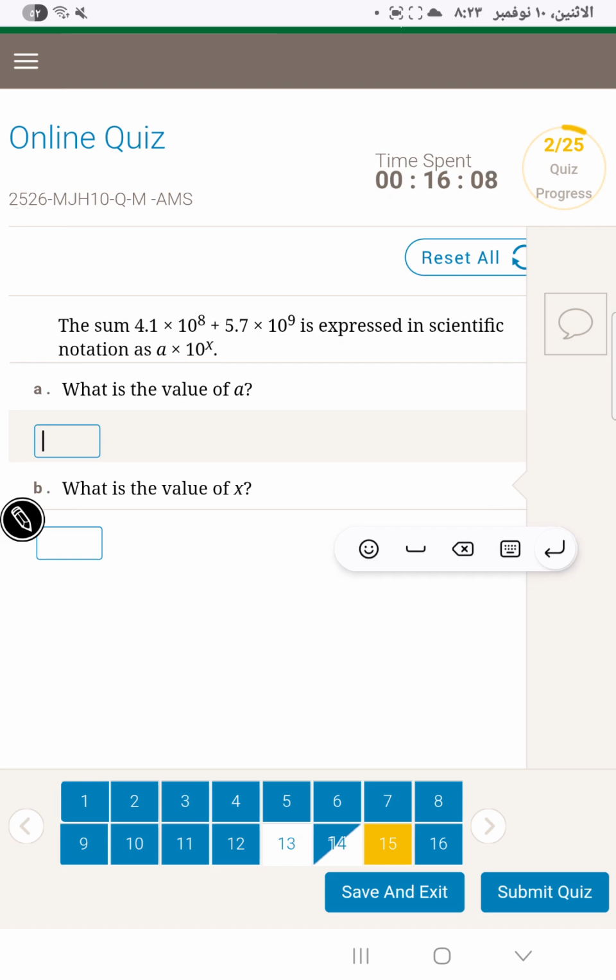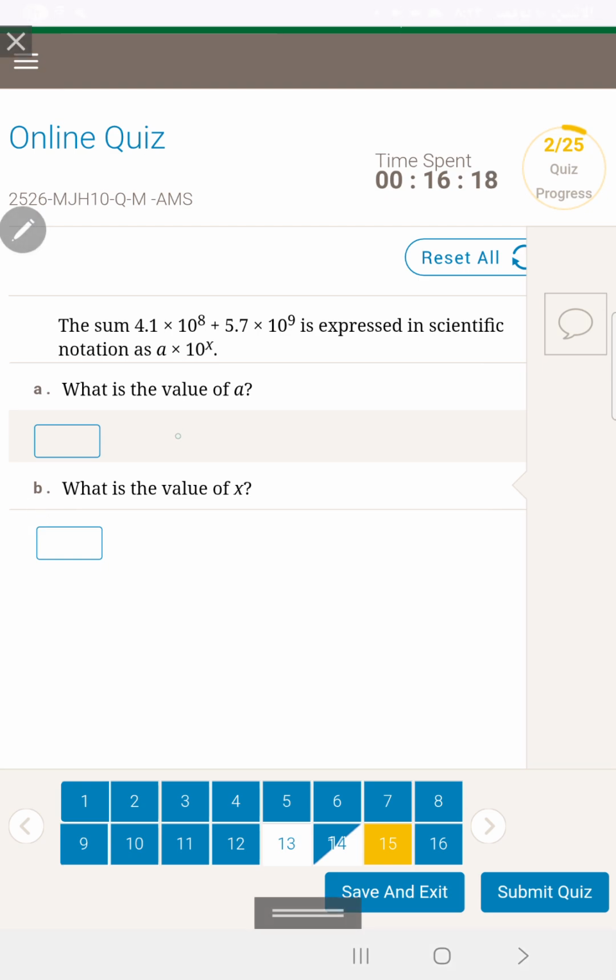The sum of these numbers is expressed in scientific notation. What is it? So first step, you have to convert both of them into the same exponent. 4.1 times 10 to the power of 8 plus 5.7 times 10 to the power of 9. Let's make both of them times 10 to the power of 8. So multiply this by 10 to the power of minus 1 and multiply this by 10 to the power of 1 in order for the question not to change.